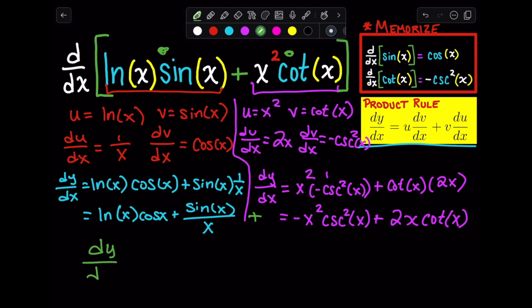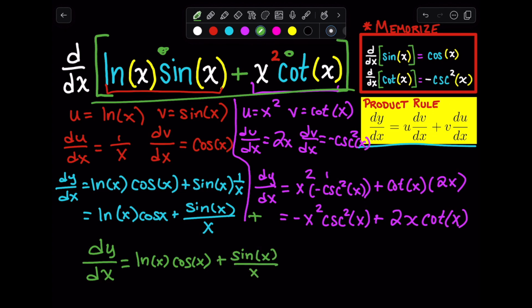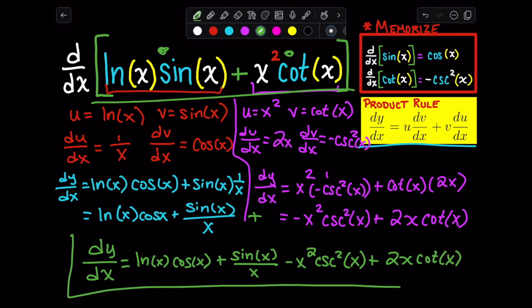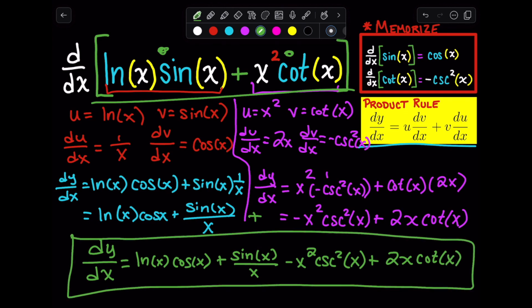So the final answer is dy dx of the given problem statement equals ln x cosine x plus sine x over x minus x squared cosecant squared x plus 2x cotangent x. We could simplify this further if we'd like, but this is good enough for now.